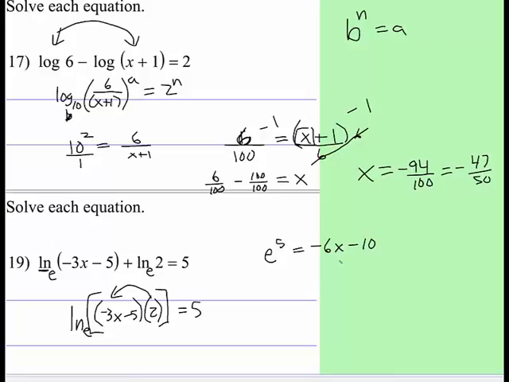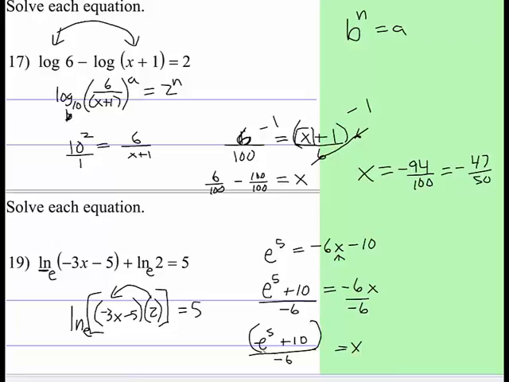And now we're going to get that x by itself, so we're going to add 10 to both sides. That gives us e to the 5th plus 10 is equal to negative 6x. Last step, divide both sides by negative 6. And we have x is equal to e to the 5th plus 10 all over negative 6. And remember, you would simplify, you never leave a negative sign in the denominator.